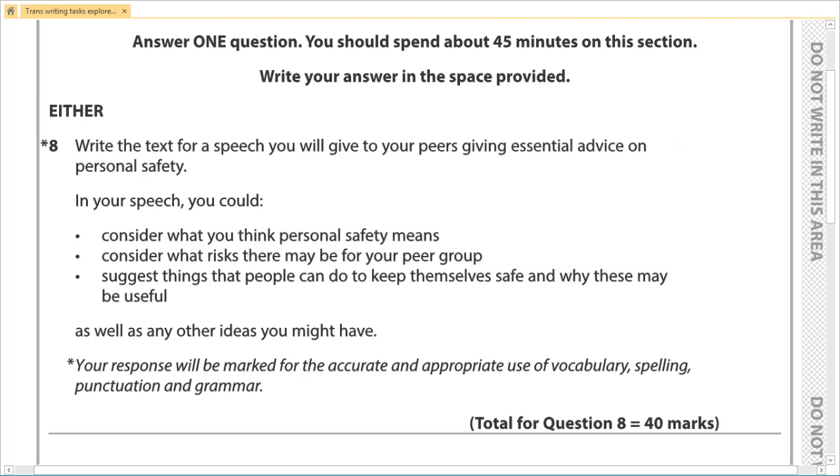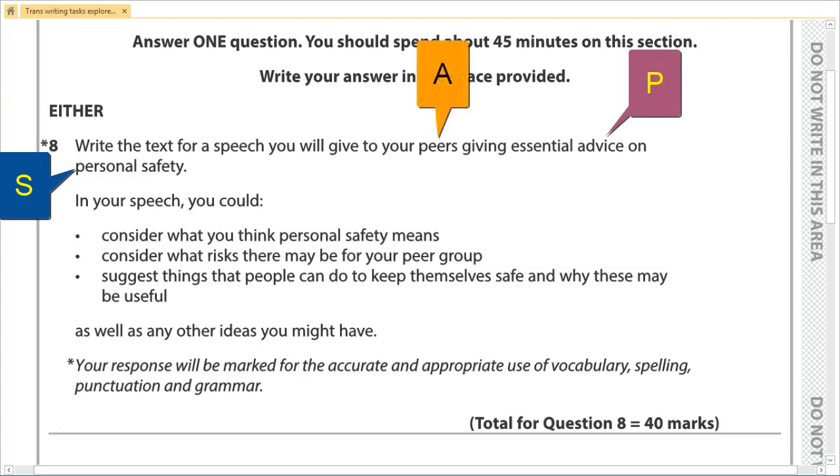That's where you need to look to be identifying the SPAF of these tasks. That's where most of that information will be held. So if we look at this one, the subject matter is personal safety. The purpose is to give advice. The audience are people like you, so your peers, it means your age group, the people that are most like you, so you will adapt your writing to suit that particular group. And the form is a speech.